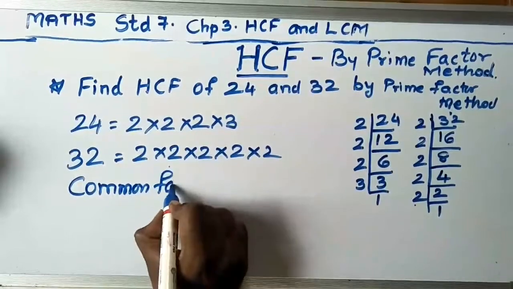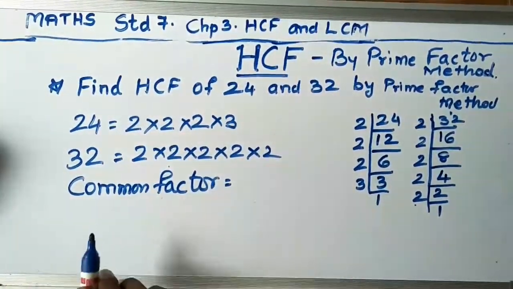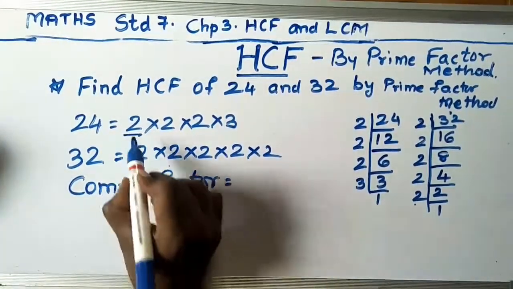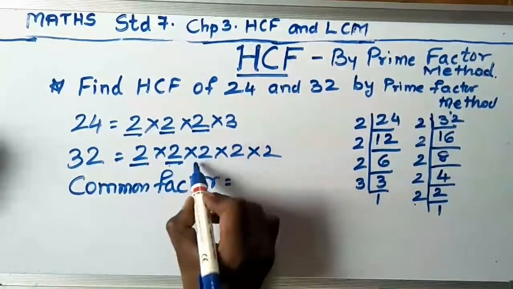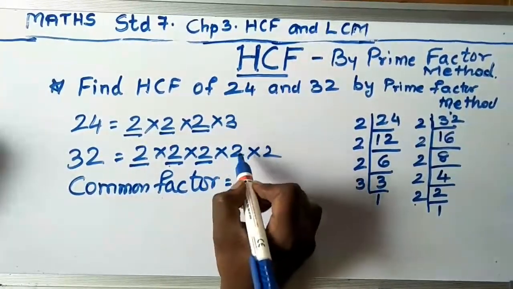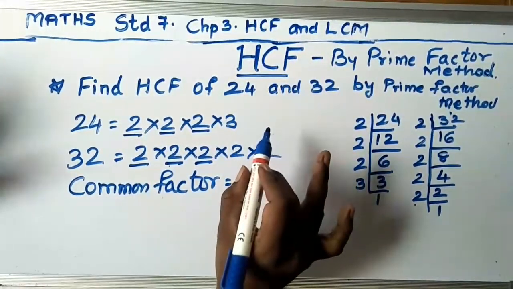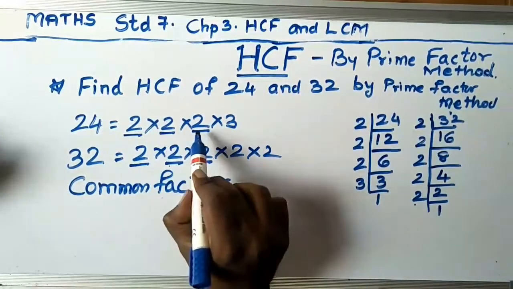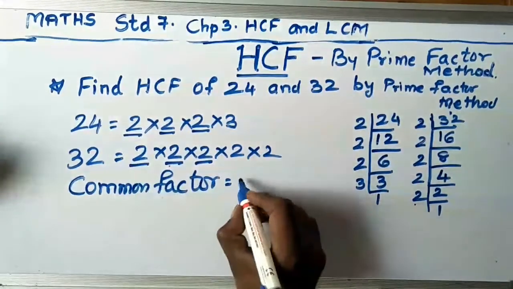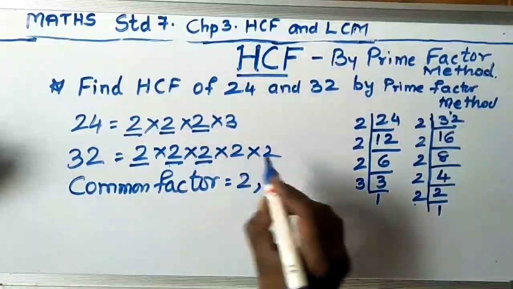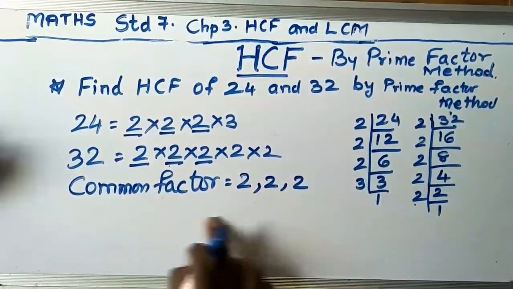The main thing, that is the common factor. Common factor of these two. What is common in both? 2 and 2 is common here. 2 and 2 again common. 2 and 2 again common. 3 is not here. 2 is not here. Finish. So what have you got common? 2, 2 and 2. So write only one time, this is one pair. So write 2, comma, 2, comma, 2. This is the common factor.